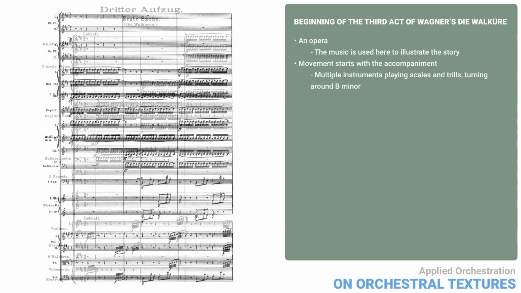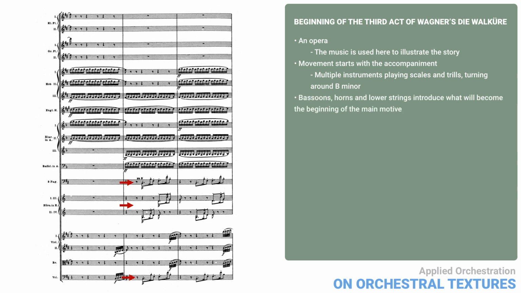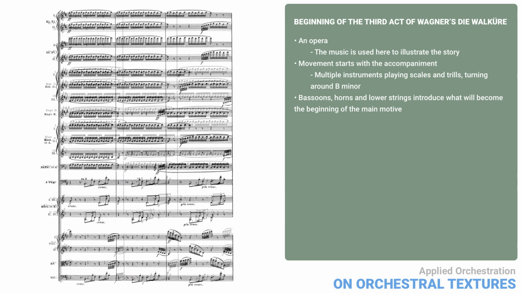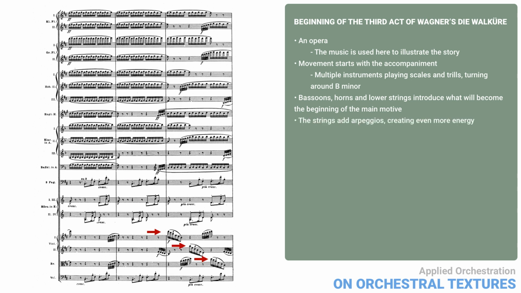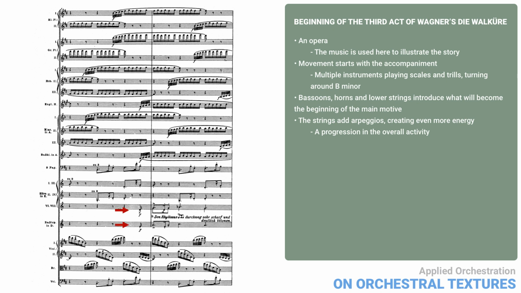B minor. Then on page 2, the bassoons, horns, and lower strings introduce what will become the beginning of the main motive. On page 3, the strings add arpeggios, creating even more energy, so there's a progression in overall activity. The texture here does have a foreground line in the brass, but that only becomes clear with the arrival of the bass trumpet and horn after the introduction.